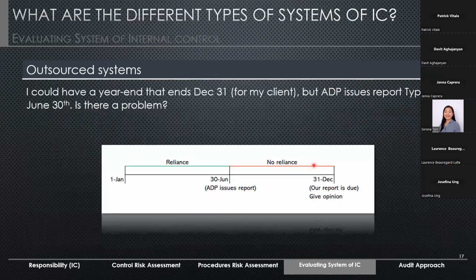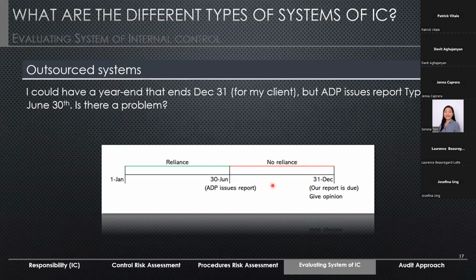Okay, but when is it completed? So for the type 2 report, let's say that the reliance is good up until 31 of December. Then you could use it. But if for the last 6 months there's no coverage, well, you can't use the type 2 report. There's no what in the last 6 months? I don't understand. Yeah, so there's no coverage.